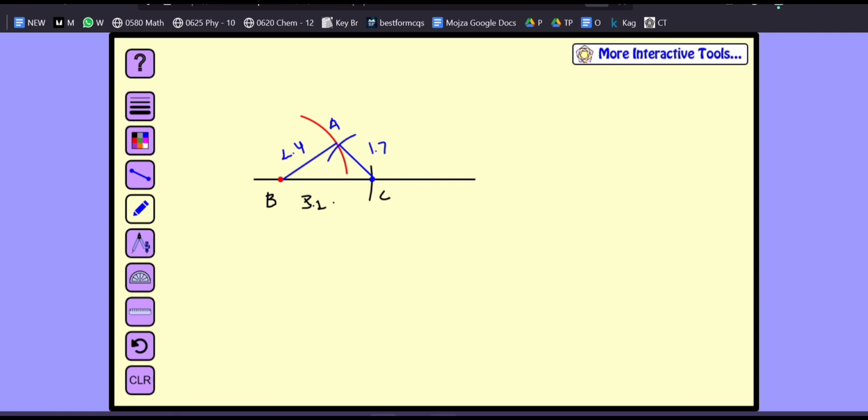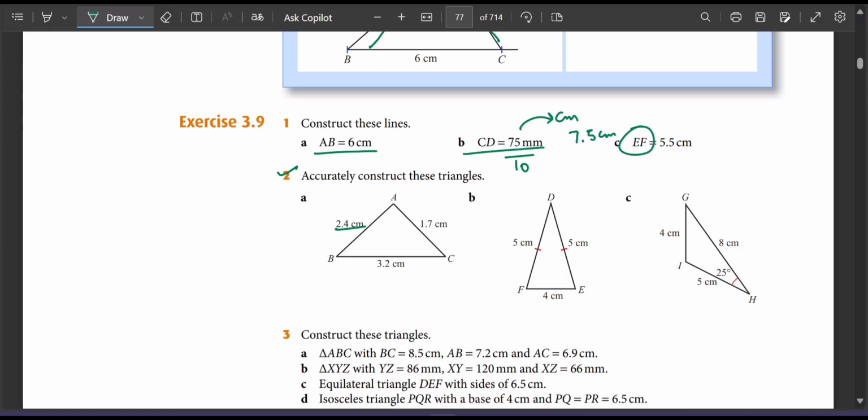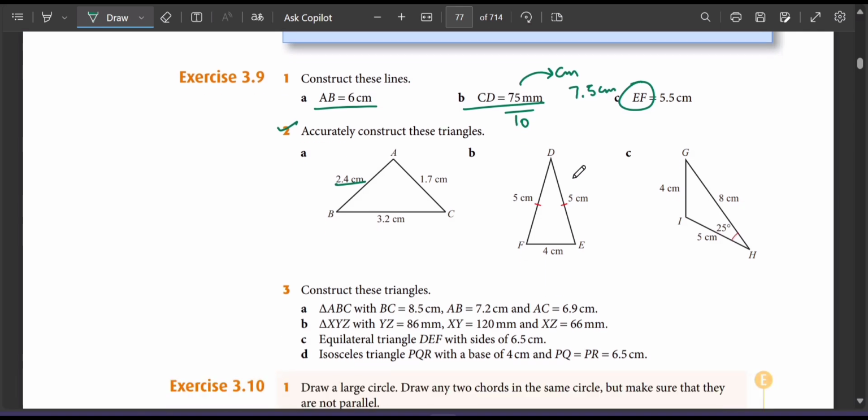Could not write it properly, that's why I avoided that. Now we need to construct these triangles. Okay, I'm not going to make this one because this is a very similar one. I'll just repeat all the steps. What it is going to do.